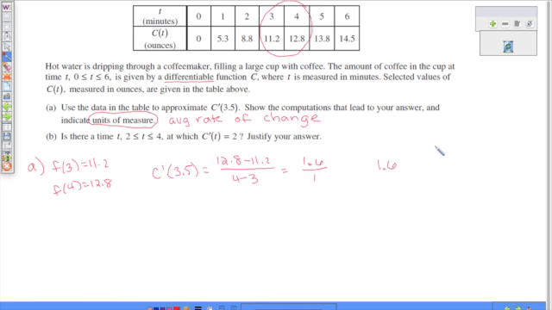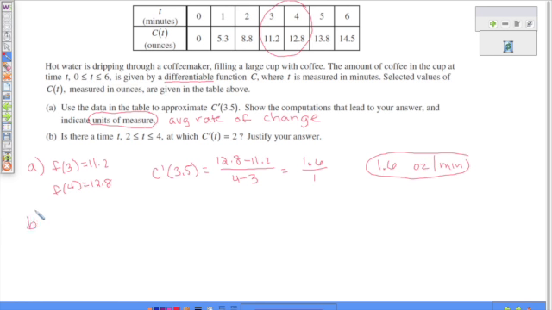Ounces in minutes. Okay, so this is a rate. We're talking about the rate at which the cup is filling with coffee, at this exact moment in time. So at t equals 3.5 minutes, the rate at which the coffee is increasing in the cup is 1.6 ounces per minute. Okay, let's take a look at part B.